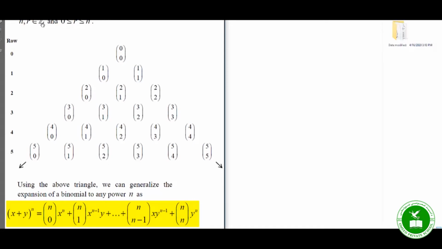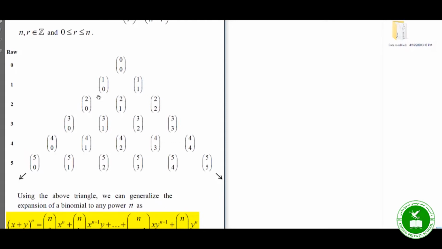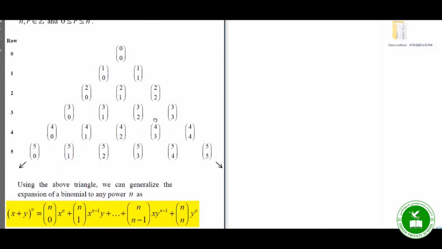If n and r are both integers, and r is between 0 and n, Pascal's triangle can be shown like this. The number of the row is always the first component of the combination, as you see in the third row, 3, 3, 3, 3, and the fifth row, 5, 5, 5, 5. The second component, the number of elements chosen from n, or the number of the row, starts from 0 and increases 1 by 1. For example, here, 0, the combination of 0 from 0.